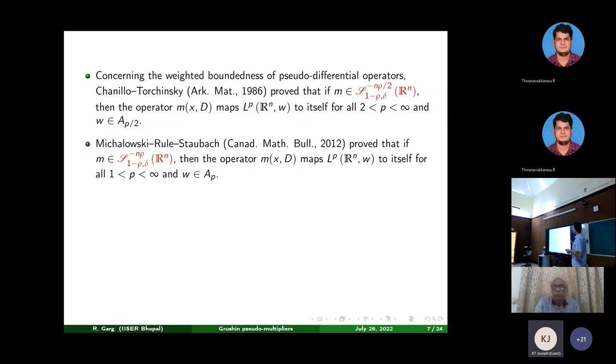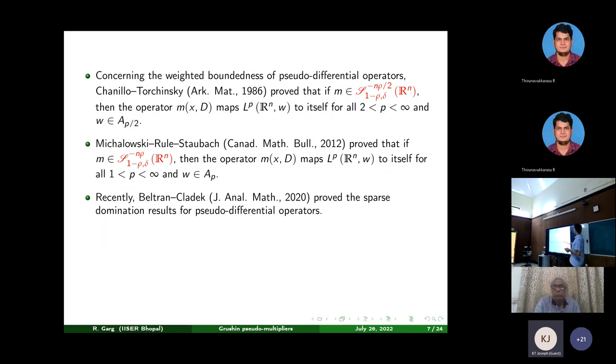That was done in 2012. It wasn't that long ago, quite after this result. Michalowski, Rule and Staubach studied this problem by taking enough extra decay, doubling the initial decay, and they proved that the pseudo-differential operator is bounded on L^p. This time the range of p goes all the way from 1 to infinity, and the weights come from the A_p class. One can then interpolate to see that between minus n rho by 2 and minus n rho, you can write down the result with A_{p/r} for r between 1 and 2.